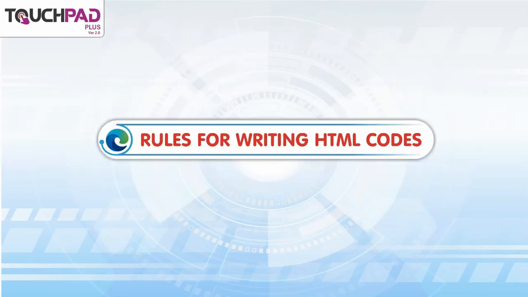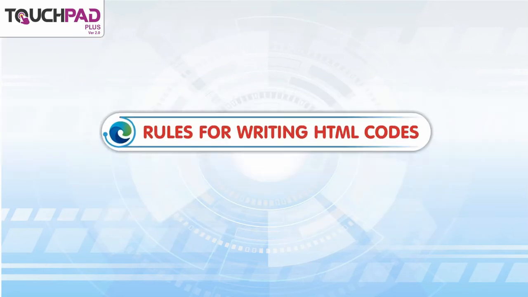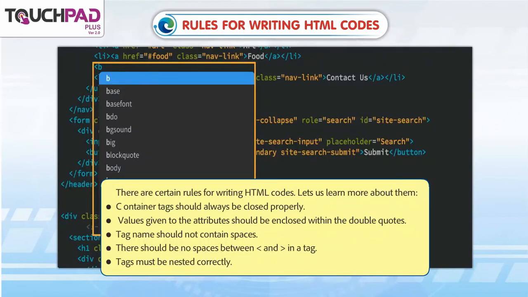Rules for writing HTML codes. There are certain rules for writing HTML codes. Let us learn more about them. Container tags should always be closed properly. Values given to the attributes should be enclosed within double quotes. Tag name should not contain spaces. There should be no spaces between the angular brackets and the tag name. Tags must be nested correctly.